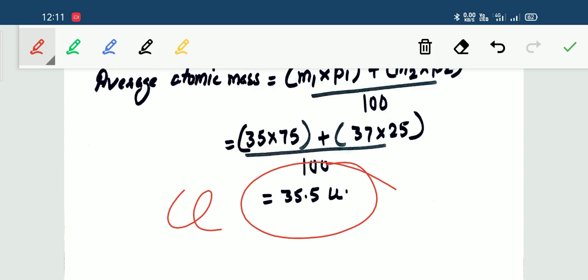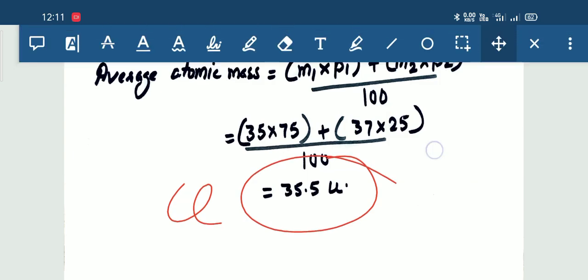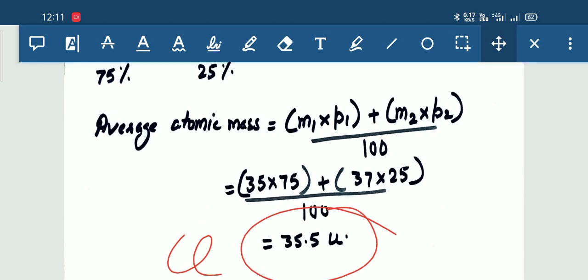Basically, if the mass is in fractions, it means that that particular element has isotopes and its mass is actually the average mass of all the isotopes that exist, and therefore it is a fraction. If there are more than two isotopes, then the formula will be written like this. For example, if there are three isotopes, then the formula becomes M1 into P1 plus M2 into P2 plus M3 into P3, divided by 100. This is how we can calculate the average atomic mass of any particular element containing various isotopes.